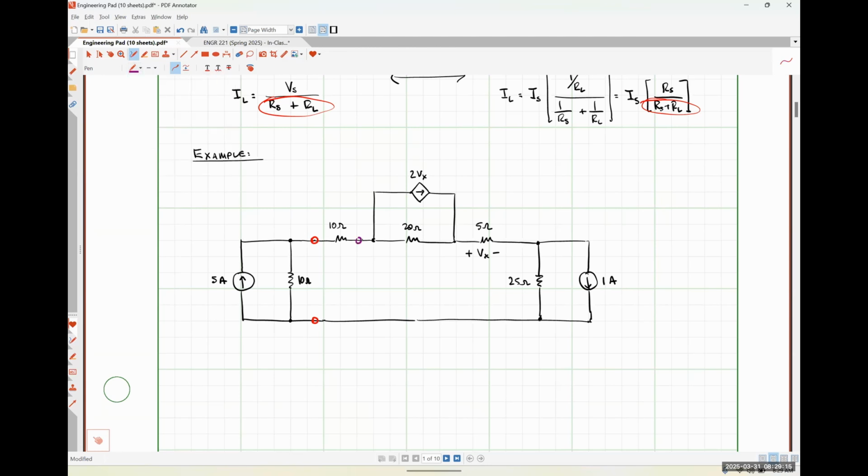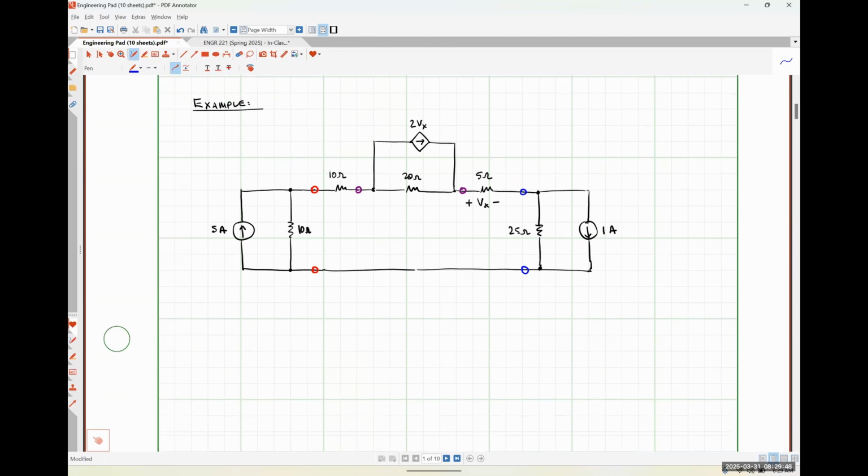Here's a set of purple terminals. Everything between these is also a practical current source. And then lastly, I've got another set of terminals over here, and everything to the right of these is a practical current source. So how I like to approach a problem like this is essentially I disconnect those networks at the terminals, transform them, and then plug them back into the circuit.